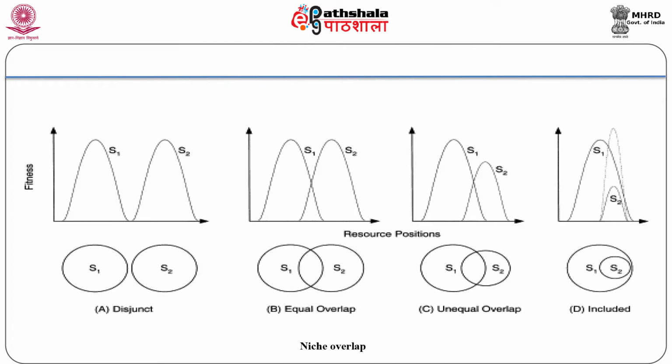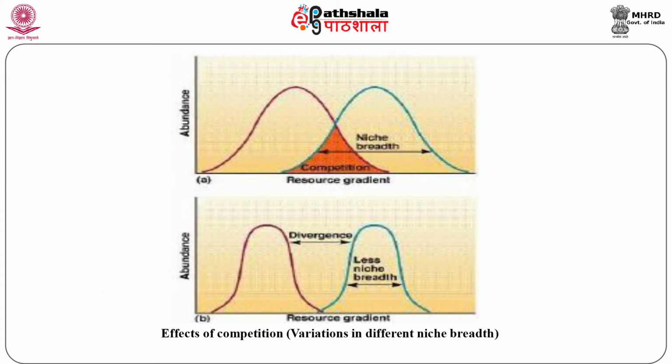In this slide, we can see the niche overlap. We can see the disjunct, that is, when two niches are present, then the equal overlap, unequal overlap, and when the niche is included in one or the other. This slide shows us the effect of competition and how the variation in different niche breadth takes place.